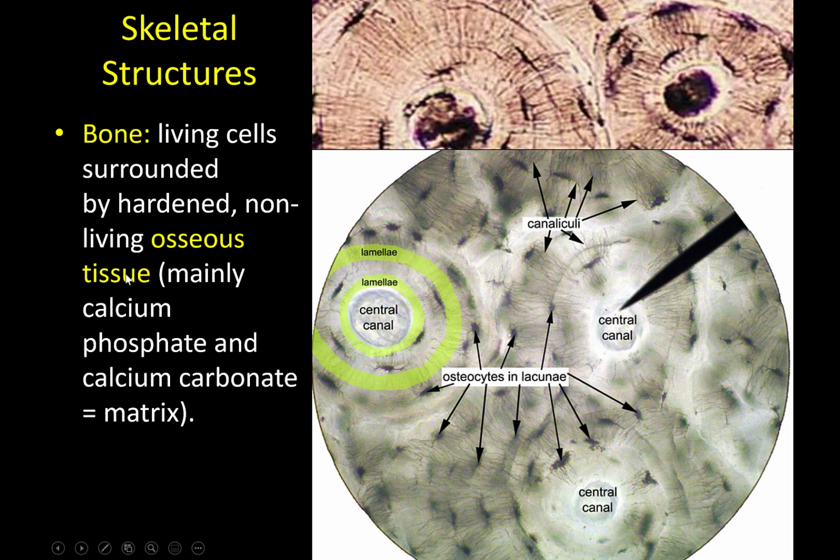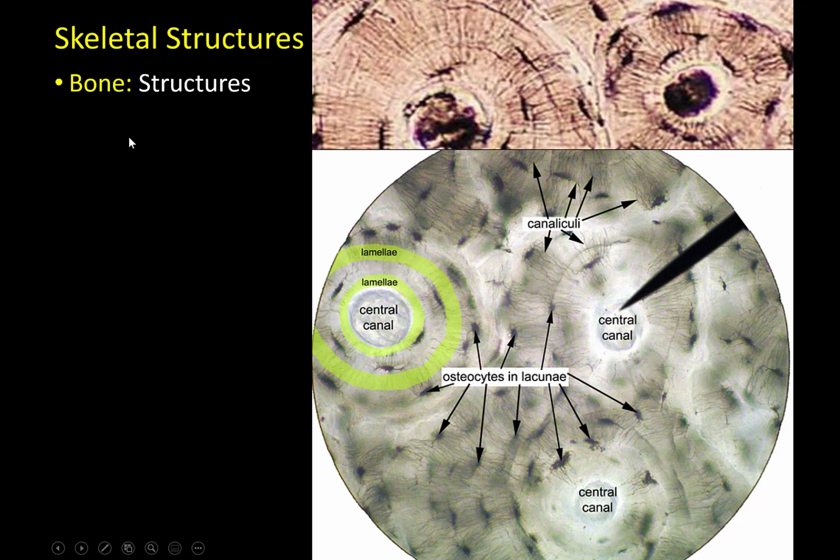This osseous tissue is composed mainly of calcium phosphate and calcium carbonate. This is the matrix. This osseous material is the matrix, which should remind you that bones are a type of connective tissue. Now, this tissue has quite a few specialized structures you need to know about.